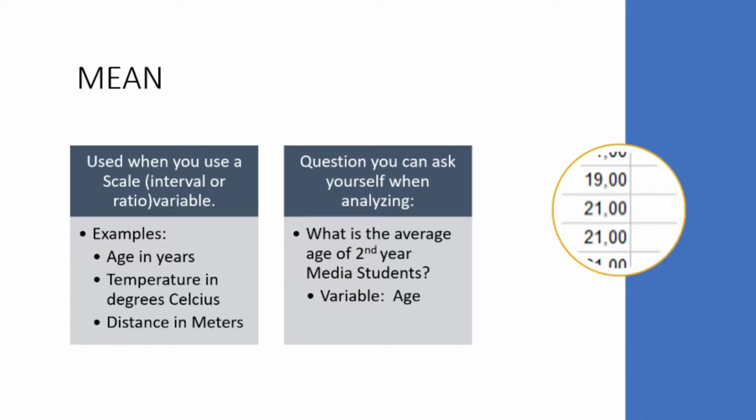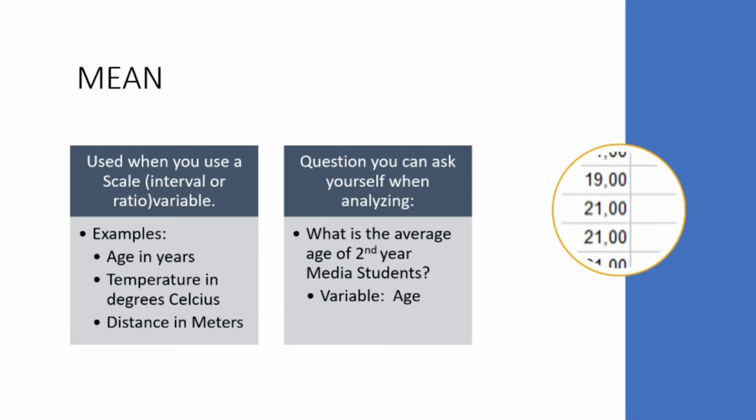When do we use the mean? The mean is used when you have a scale, interval, or ratio variable. Examples: age in years, temperature in degrees Celsius, and distance in meters. There are, of course, more.